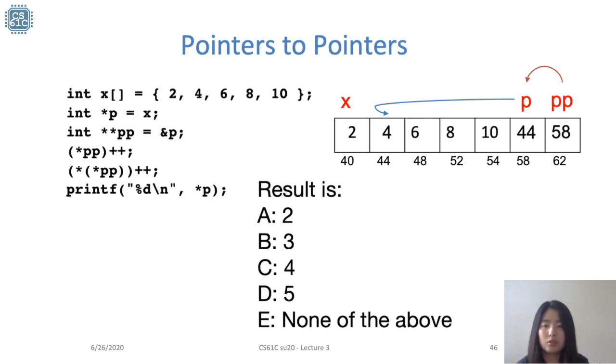Then we have dereference pp++. So dereference pp is p, dereference p is 4. We're incrementing 4 to 5. And that's the answer.